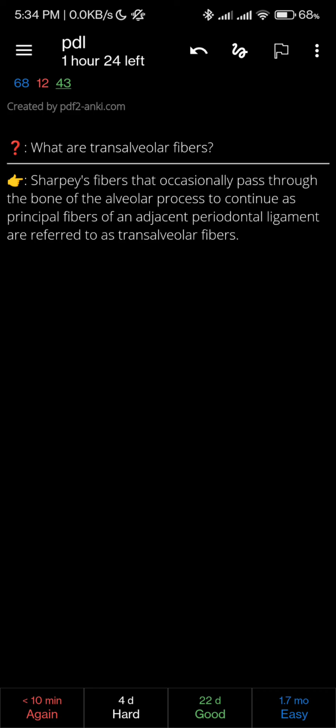Okay. What is the homeostatic function of the periodontal ligament? It has synthetic cells as well as resorptive cells that help in maintaining the homeostatic state of the periodontal ligament by controlling the amount and composition of the extracellular matrix. That is the homeostatic function.